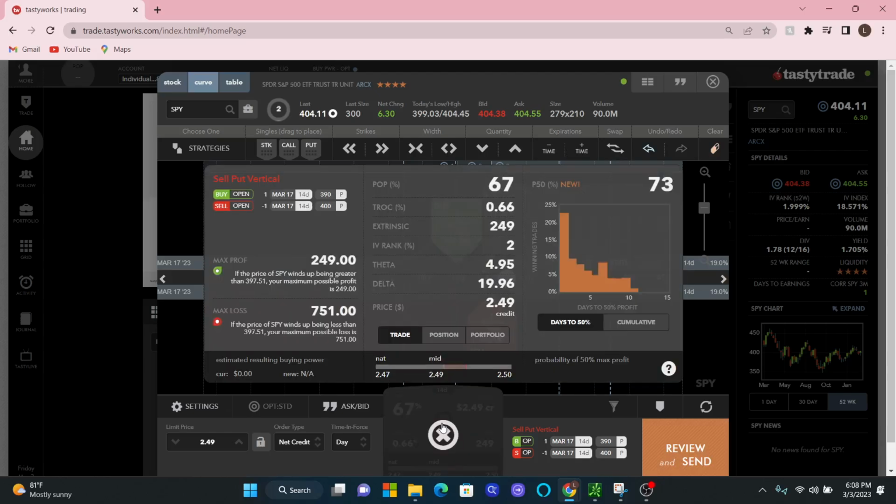The con to this is it does take a little more upfront to utilize. So you have to have at least $751 for this trade to go through. However, your probability of profit is 67%, and it's actually even higher because we're factoring something different. We're capitalizing on gaining theta. So what do I mean by that?